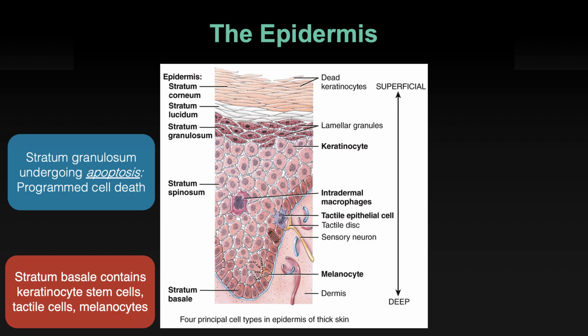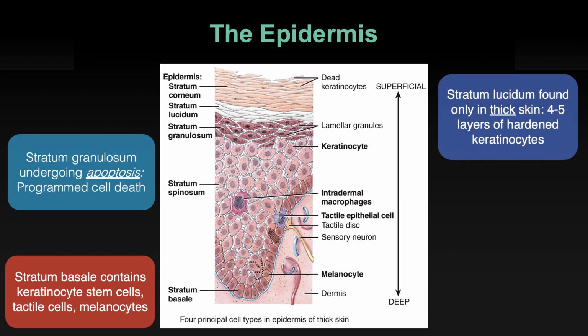Stratum lucidum, you can see there the whitened cells. They are a hardened layer that helps protect against impact and pressure. These are only found, like we talked about, in thick skin. It's 4 to 5 layers, and they're almost like stale or petrified keratinocytes. The dead keratinocytes that have hardened at the upper layers.